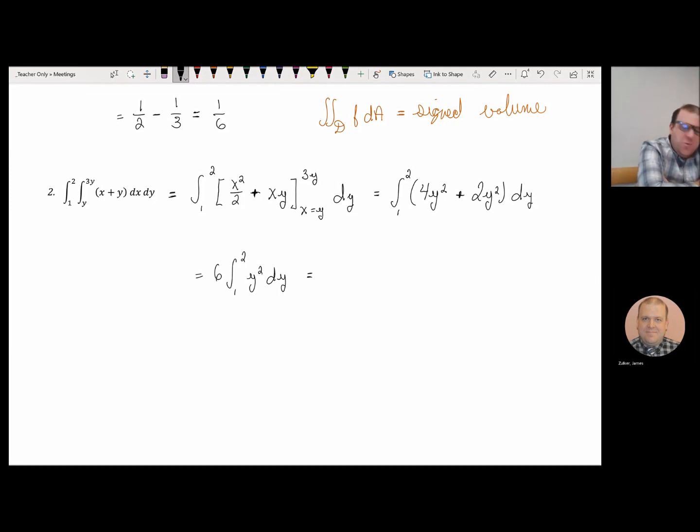So that'll be what? 2y cubed? Evaluate from 1 to 2. So 16 minus 2, 14. Two y cubed, because that's 6 out in front.